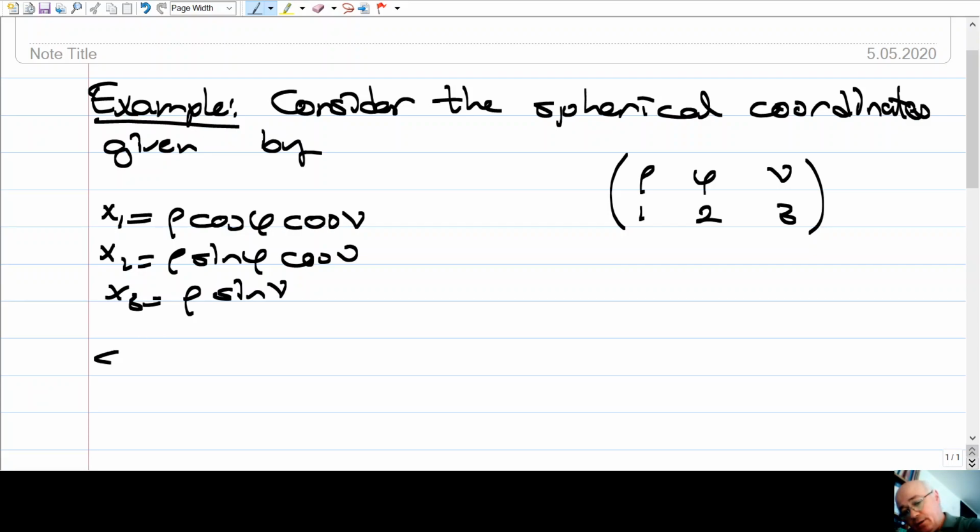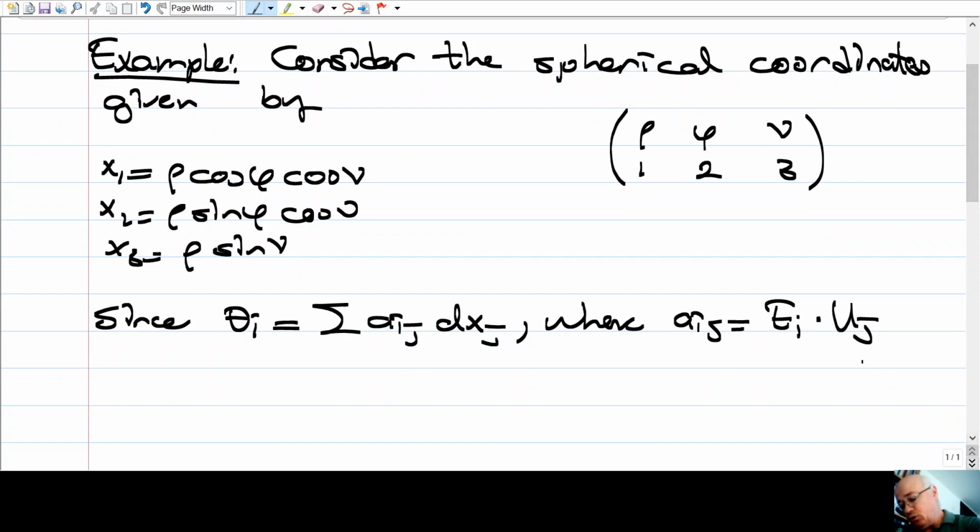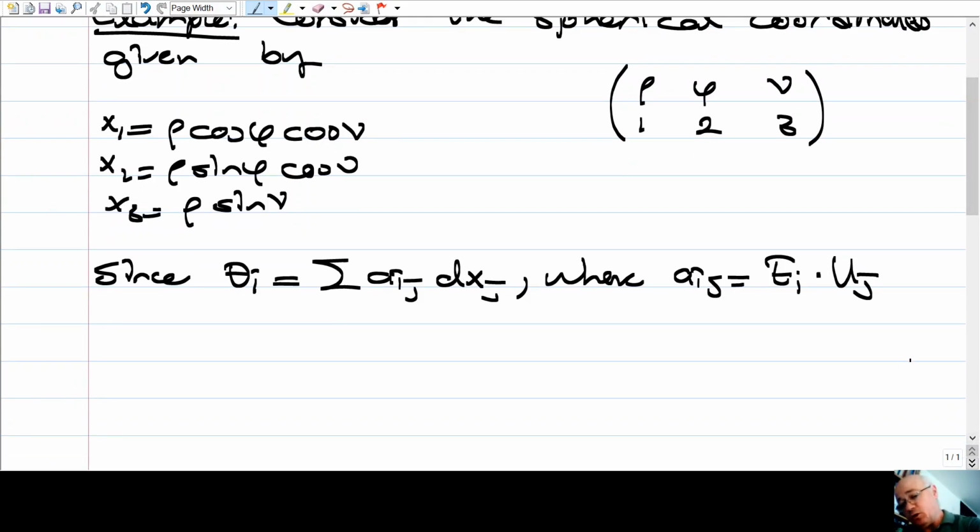Now we know that theta i, the dual forms, are given in terms of the matrix Aij, the attitude matrix, where, remember, Aij was Ei dot product Uj. Ei is the ith coordinate of the adapted frame, and Ui's are the standard natural frames on R3.